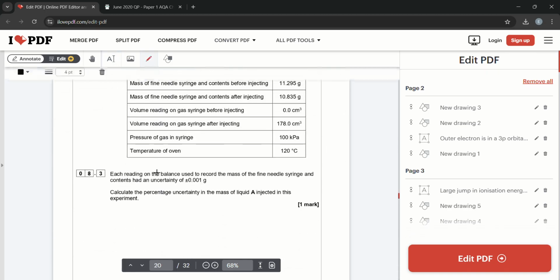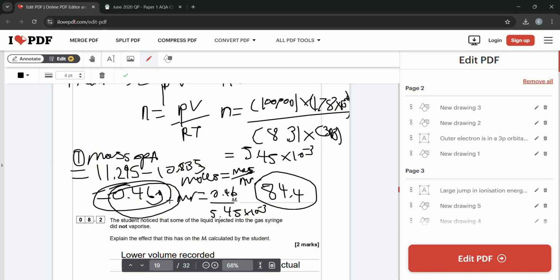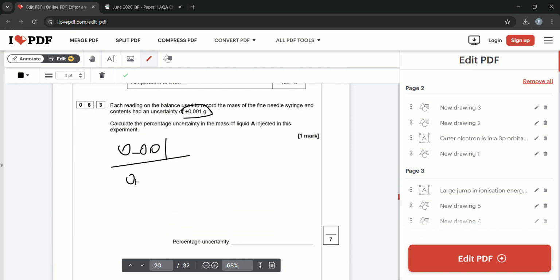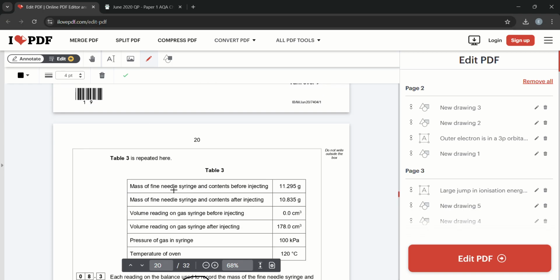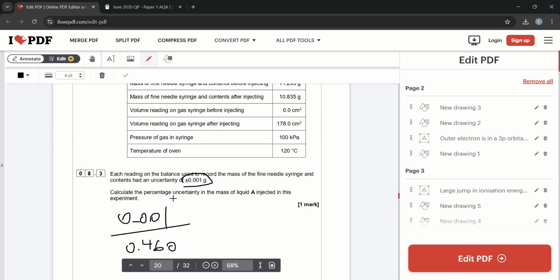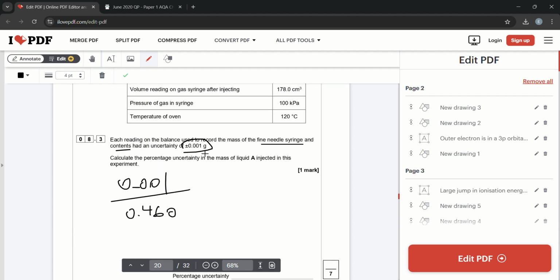And then 8.3: each reading has an uncertainty of 0.001. Calculate the percentage uncertainty in the mass of liquid A. Well, the mass of liquid A is 0.46, so 0.001 divided by 0.460. However, it said each reading used to record the mass of the fine needle syringe and contents, so we're using two readings of the uncertainty. We need to times it by 2, divided by the mass added, and percentage times by 100. So that's the tricky bit.